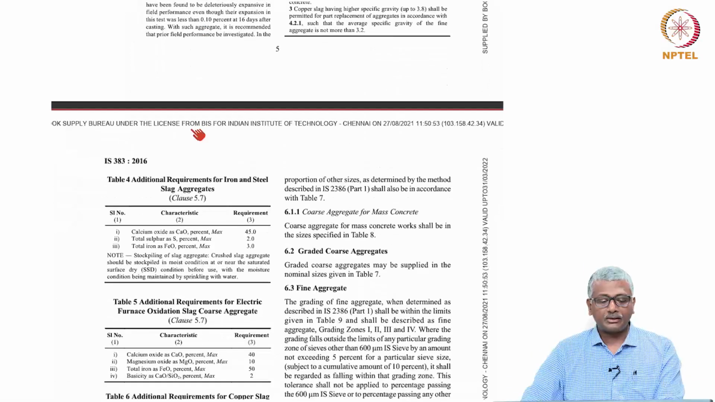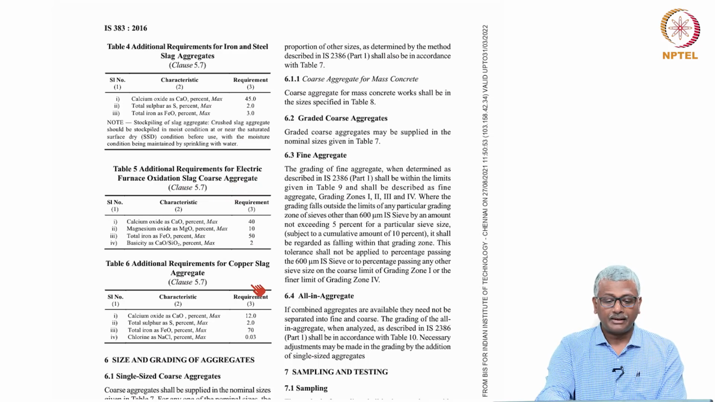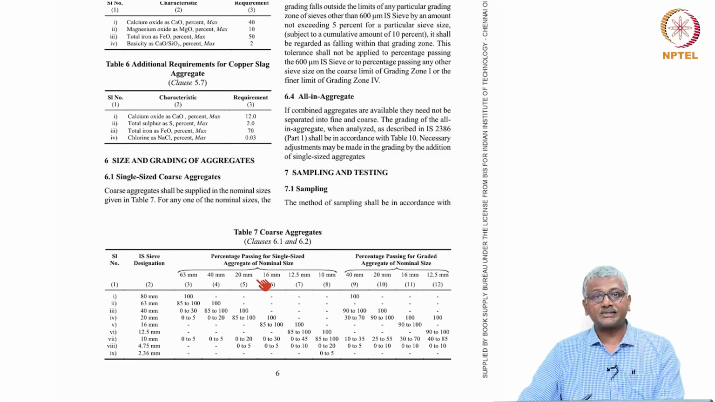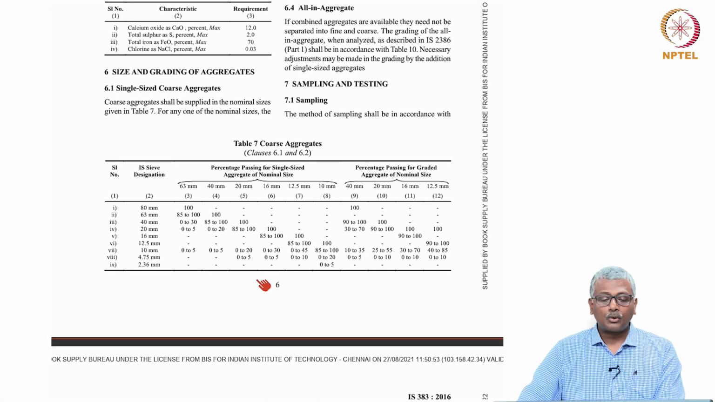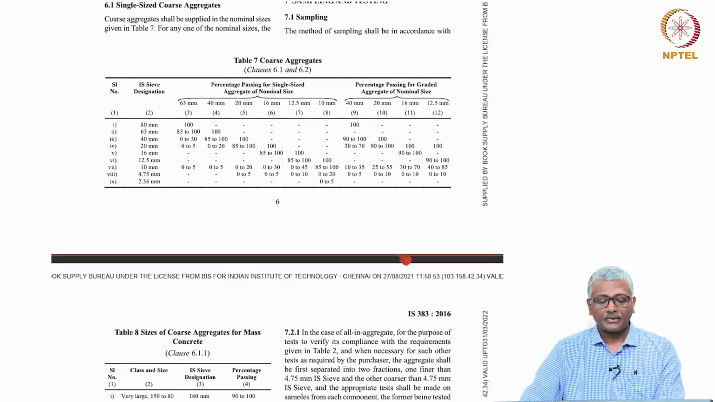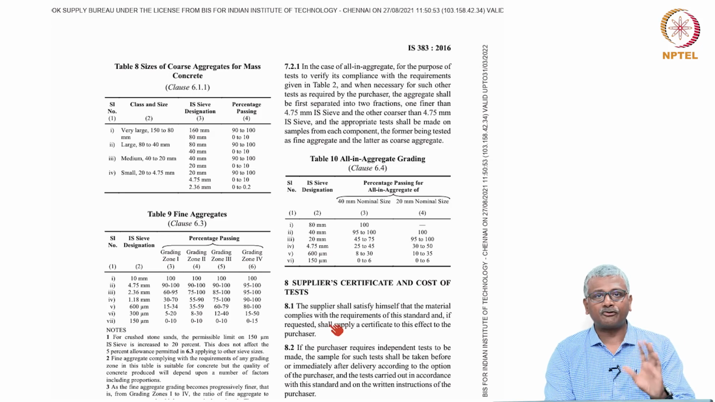So, just to quickly take you through, of course, these are for the manufactured aggregates: iron and steel and electric furnace oxidation slag, copper slag and so on. All of these are basically giving characteristics that these aggregates need to have. Coarse aggregate particle size gradation is given in Table 7. And of course, we all know in Indian standards for fine aggregates, we have different grading zones that have been defined.